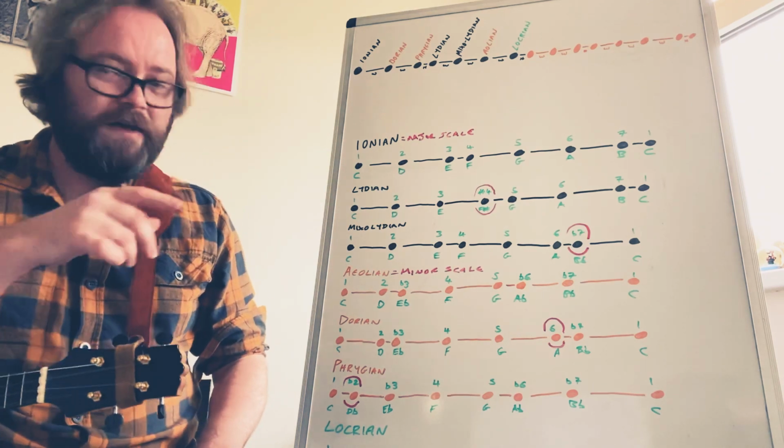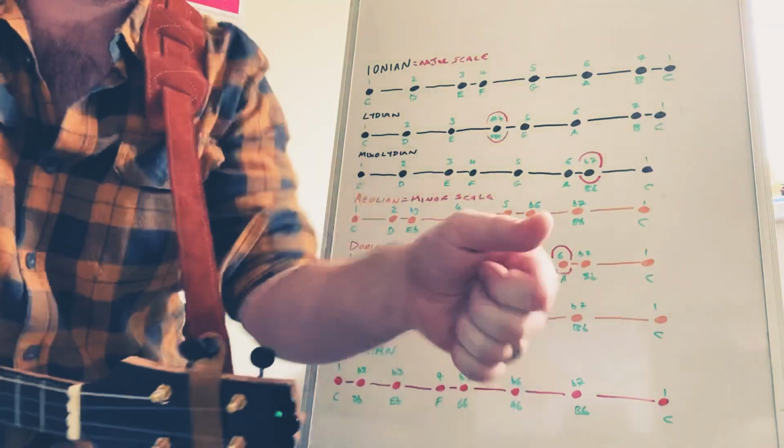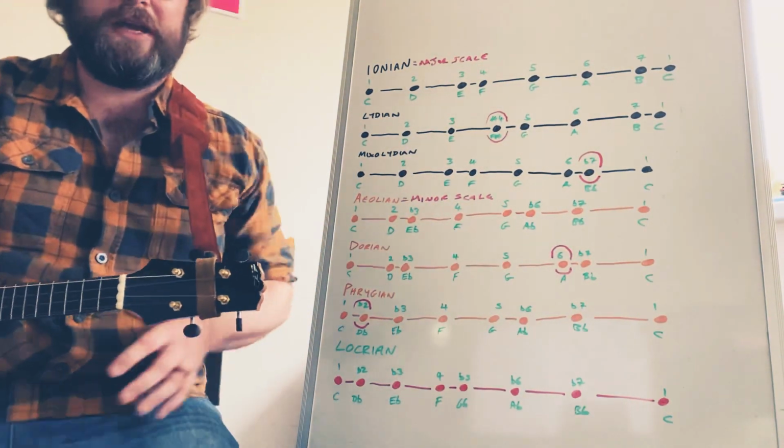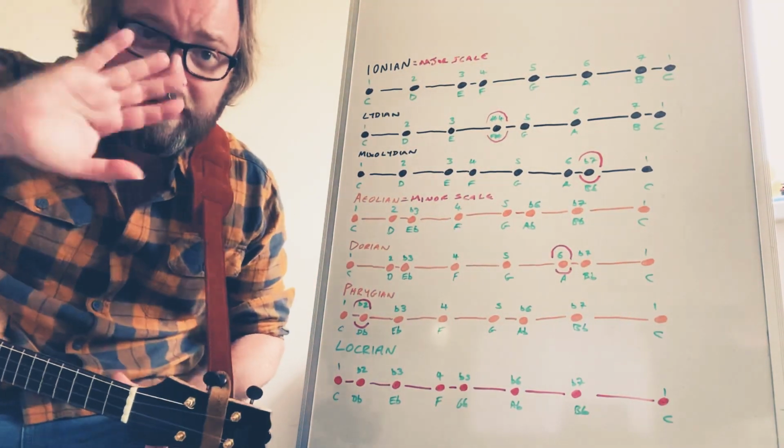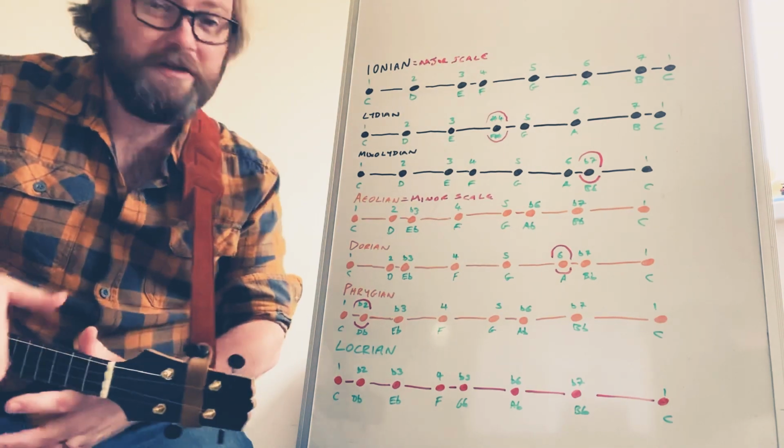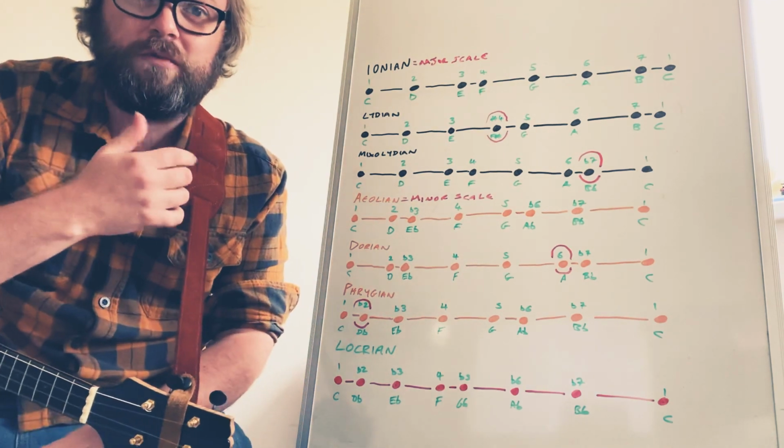Okay, let's have a look at the Locrian. I'm going to try and tip this camera down a little bit. There we go, it's just appeared at the bottom. You've lost my head, but that doesn't matter. Hello there. So the Locrian is a really unusual one.